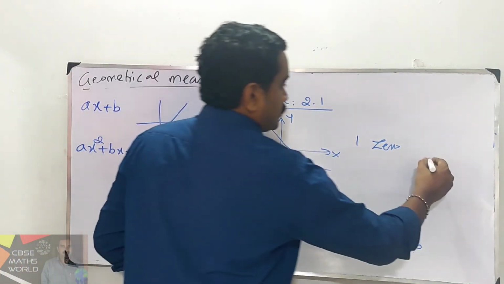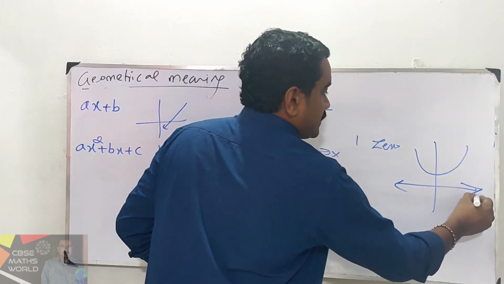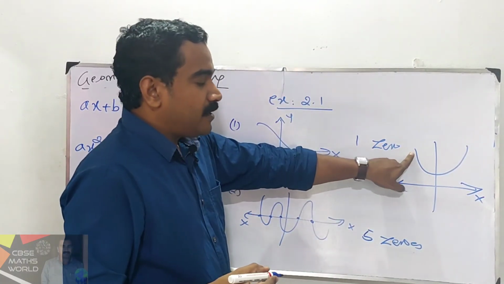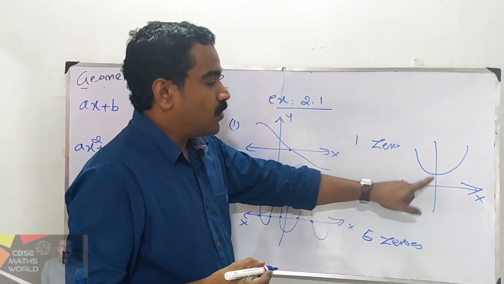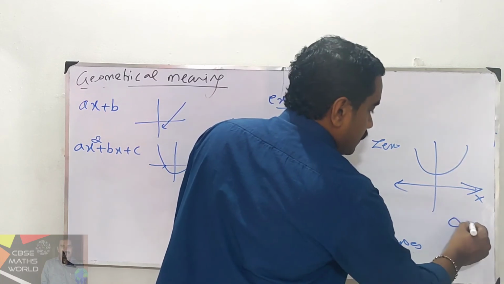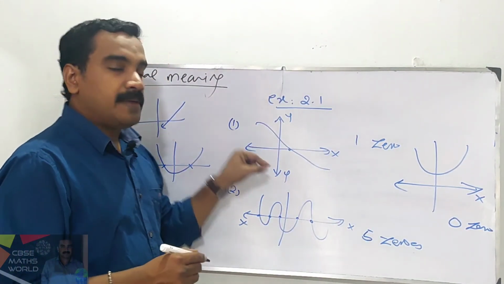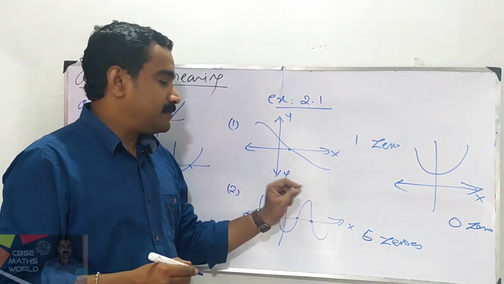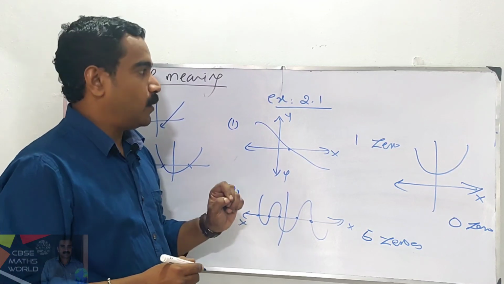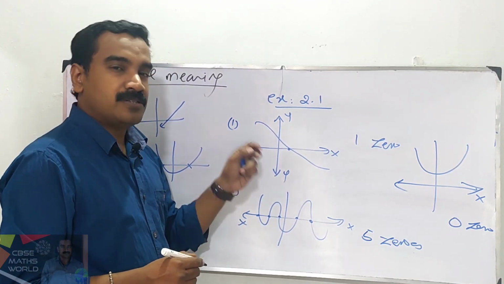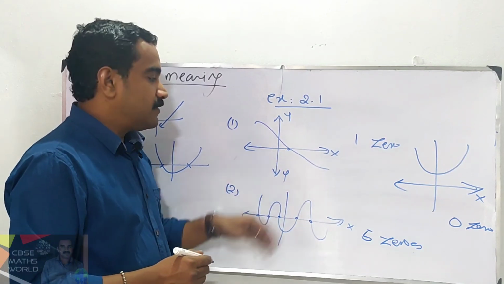Suppose look at the next question. How many zeros? This is the x-axis. This parabola is not touching the x-axis at any place. So how many zeros? 0 zeros. So depending on how many times it crosses or touches the x-axis, that is the number of zeros for this polynomial. This is exercise 2.1. It's very easy. That's why I'm not doing the textbook questions. Okay, this is a very easy topic.